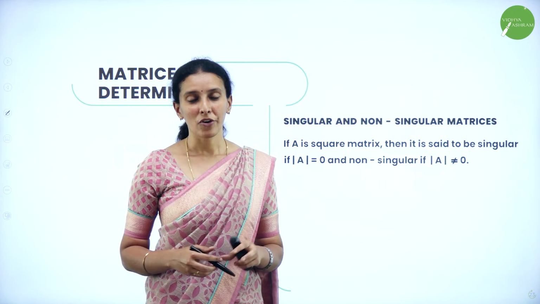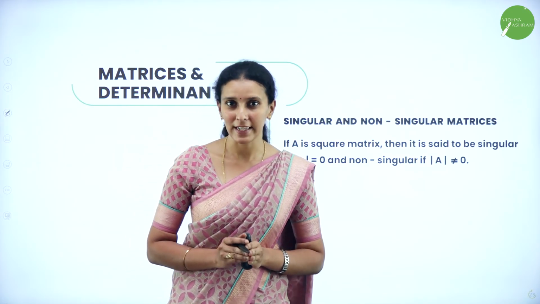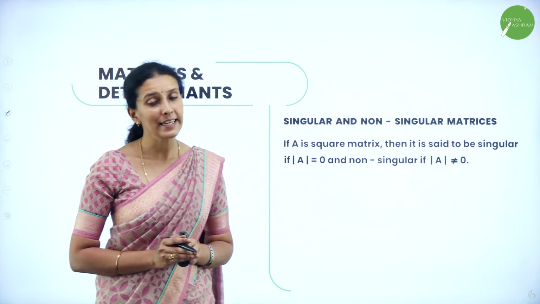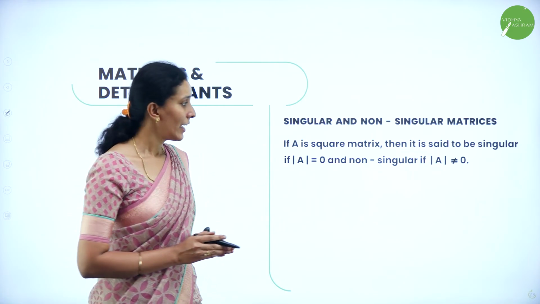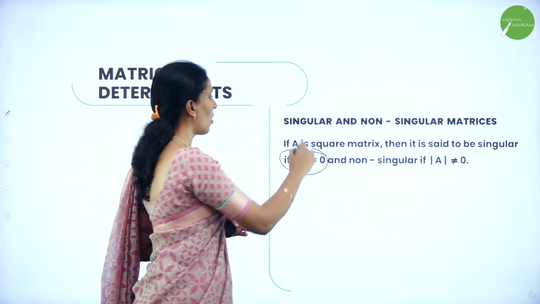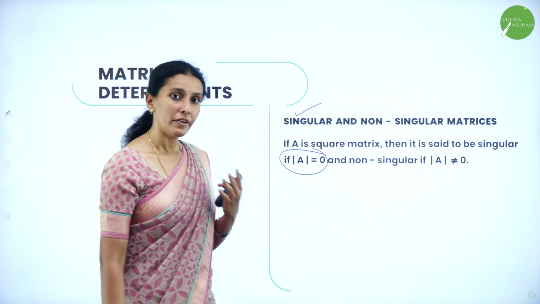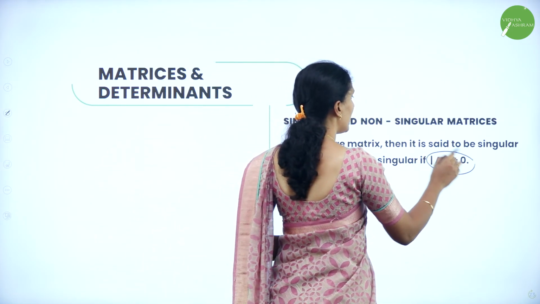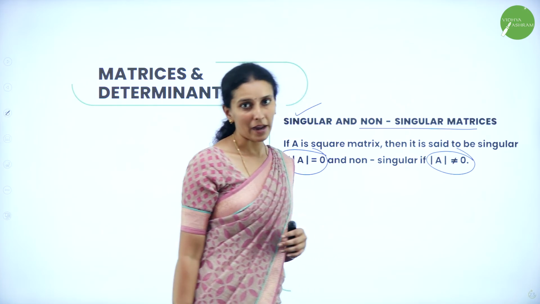So next we come across the singular and non-singular matrix. What is this singular and non-singular matrix? If the value of the determinant becomes 0, it is called a singular matrix. If it is not equal to 0, then it is called a non-singular matrix.